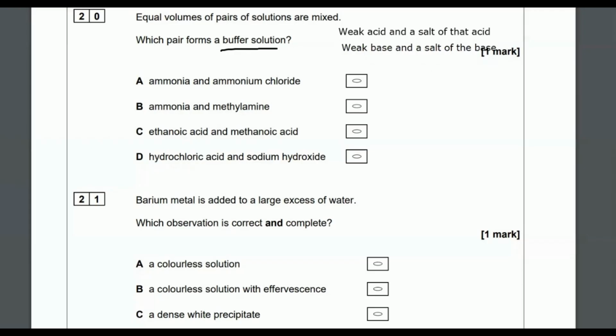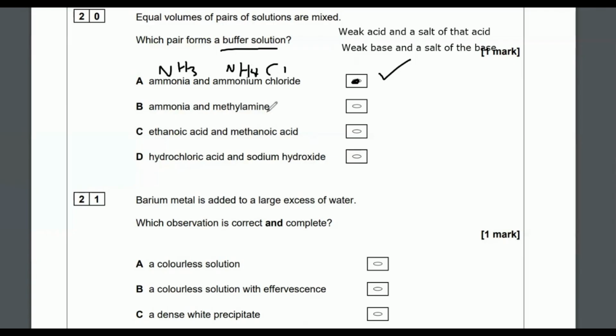So let's check this out. We've got ammonia and ammonium chloride. Now that will cover the weak base and a salt of the weak base. So I'm immediately thinking A sounds like it's a buffer because we've got a base, NH3, and then we've got ammonium chloride, which is a salt. NH4Cl is a salt of that base.